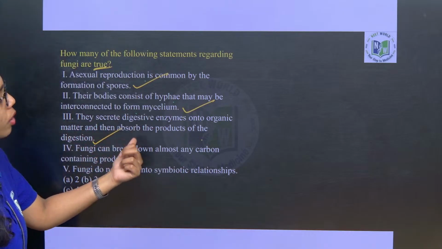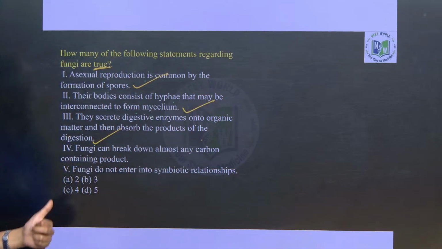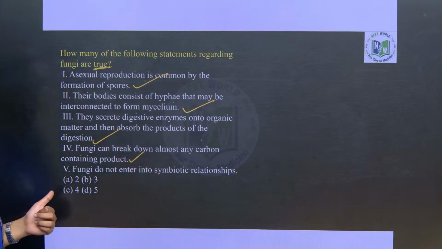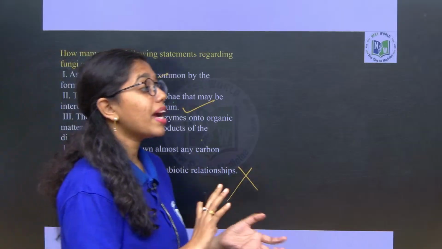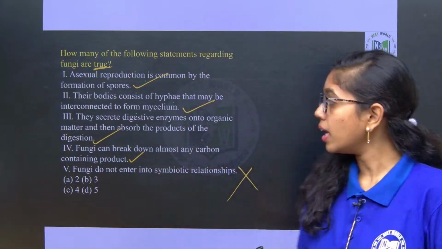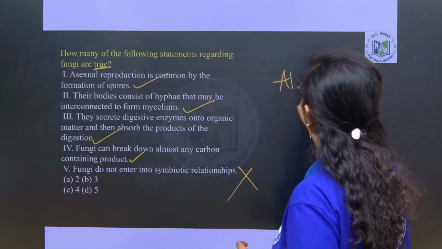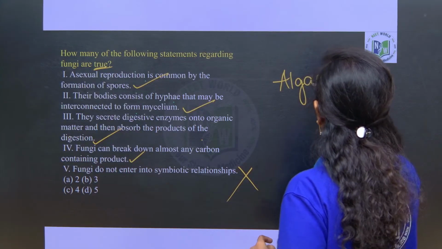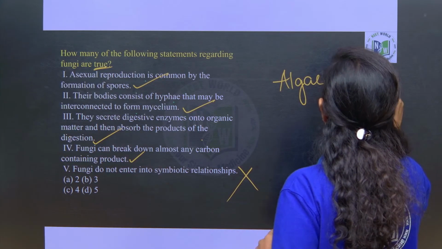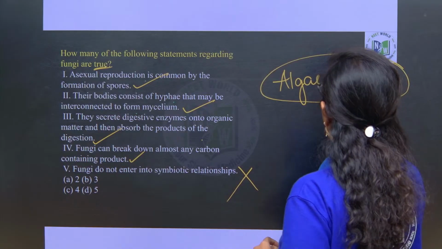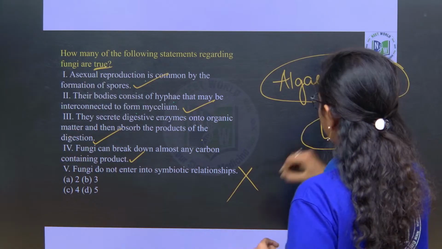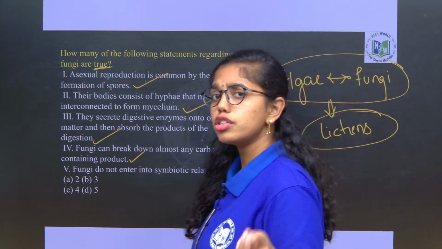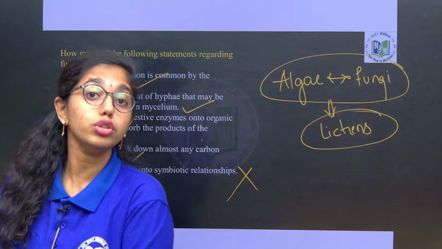Fungi can break down almost any carbon containing product. Yes, it can break down any carbon containing product. Fungi do not enter into symbiotic relationships. Wrong. The symbiotic association between algae and fungi makes up the lichens, which are pioneers of plant succession, and fungi are also in symbiotic association with the roots of higher plants.